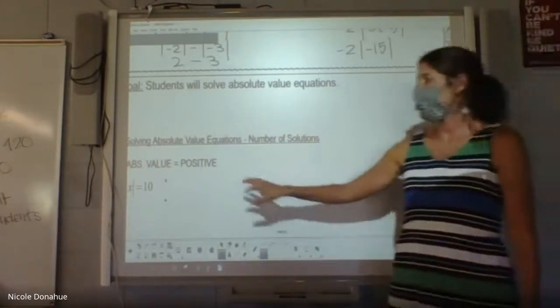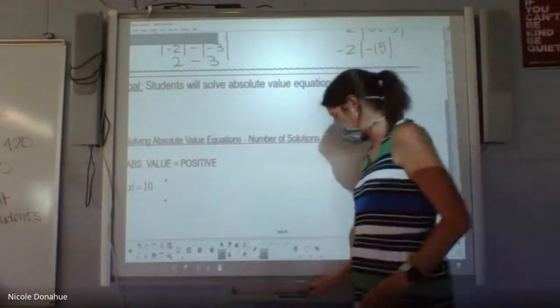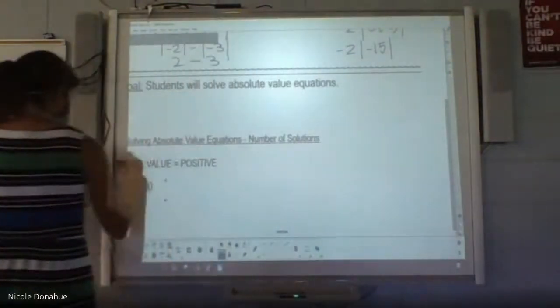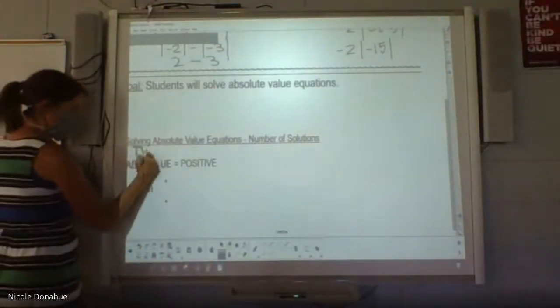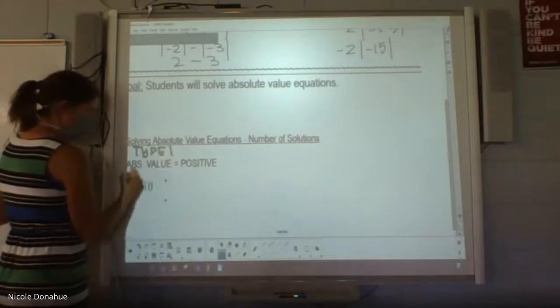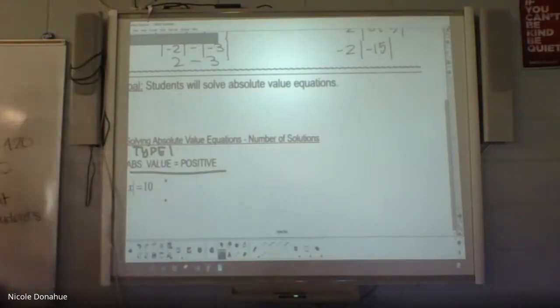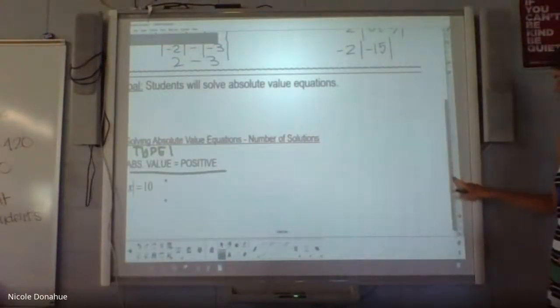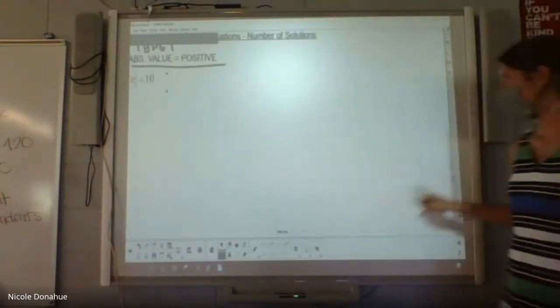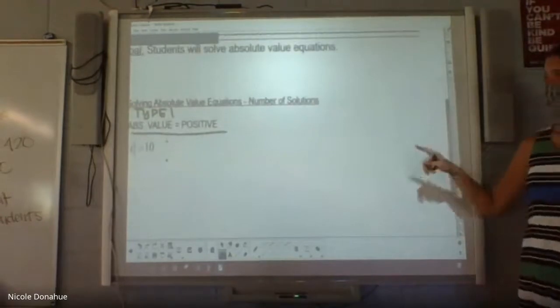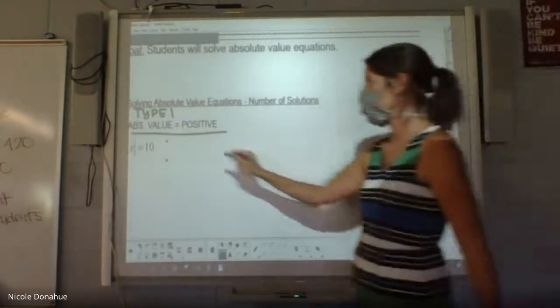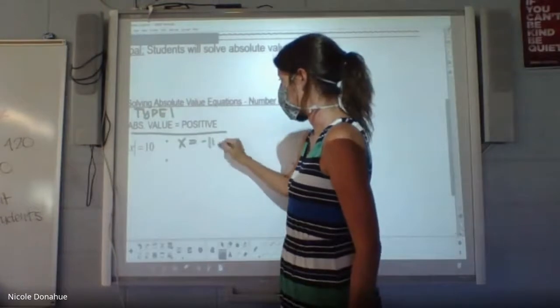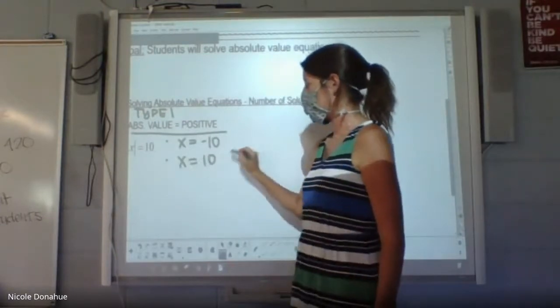So we're going to solve the absolute value equation. This is like the first scenario, basically case one, type one. When the absolute value equals a positive: if I have the absolute value of x equals 10, what values for x make sense? Negative 10 should work? Yes, or positive 10. Do you guys agree? Yeah.